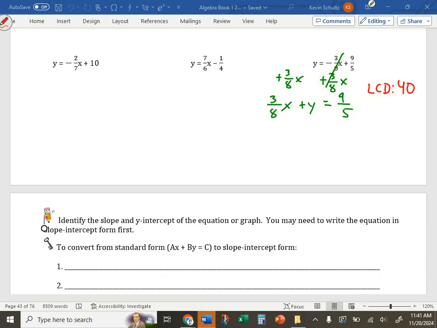If you think about this, and this is why I write the times 40 up here, it makes it a little bit easier to do in your head. 3 times 40 is what? 120. 120 divided by 8 is what? 15. So this becomes a 15x. And then our y term, multiply by 40, that becomes 40y. And then 9/5 times 40. 9 times 40 is 360. 360 divided by 5? 72.